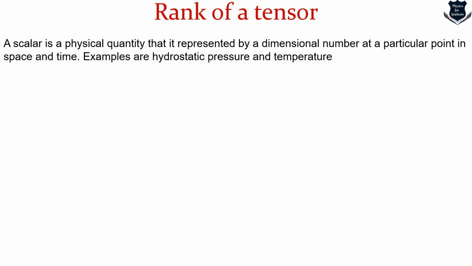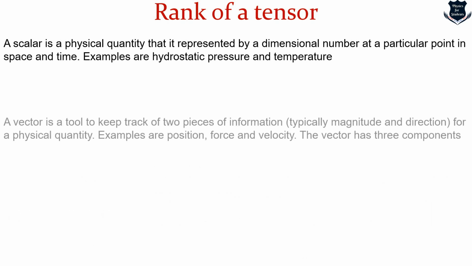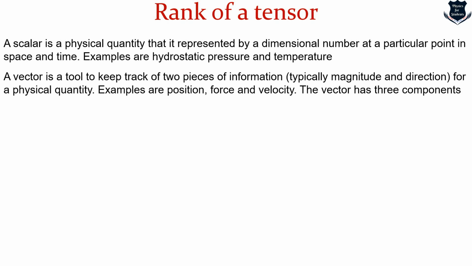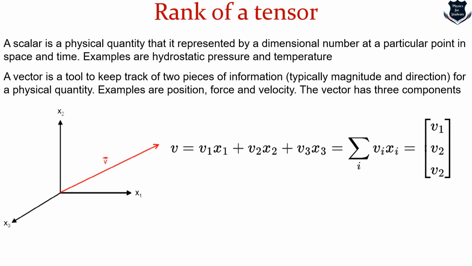So in general, a scalar is a physical quantity that is represented by a dimensional number. Now a vector is basically also a tool which keeps track of magnitude, direction, etc. If I take this vector, it has three components, which can be easily written as v1, v2, v3, which can be summarized and written in a matrix form.